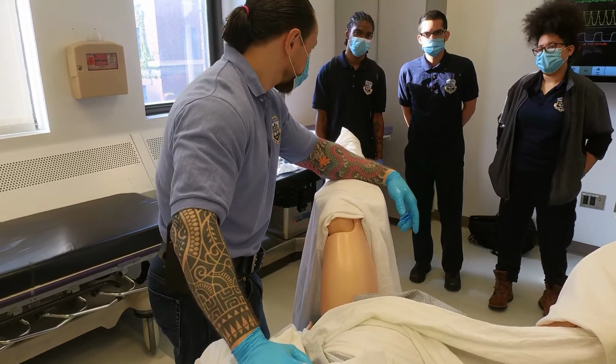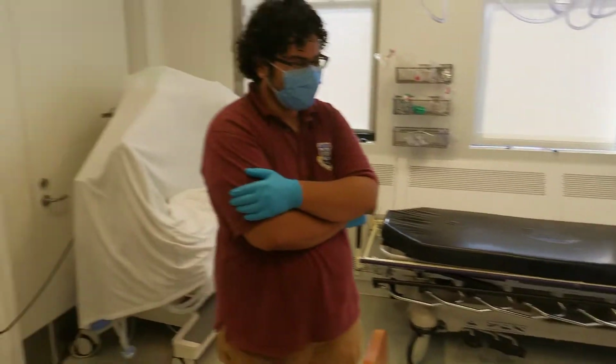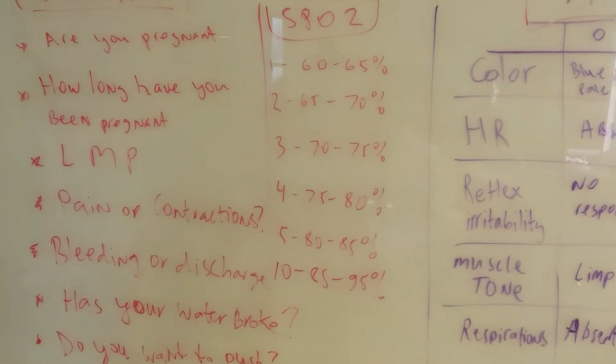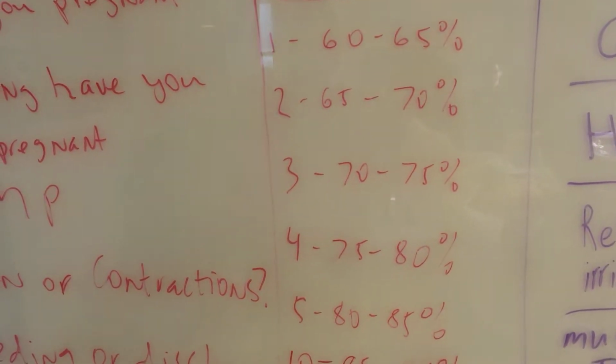How much? 60 to 65%. Very good. I see somebody who's reading the board, right? Excellent. That's why I wrote it there. So the first minute is 60-65%. That's not abnormal. That's normal. Why? Because they have acrocyanosis. They have blue legs and limbs, right?